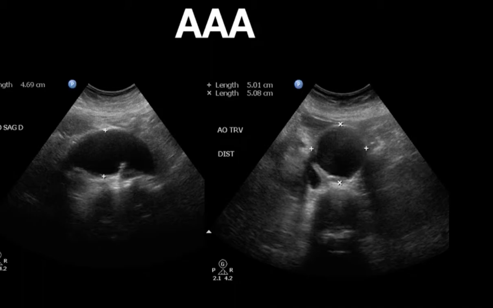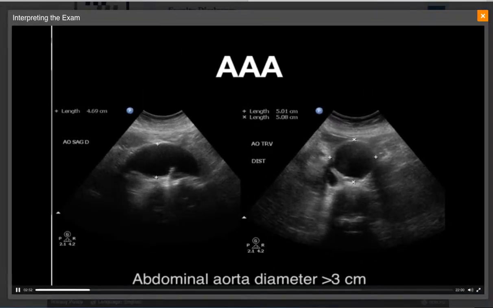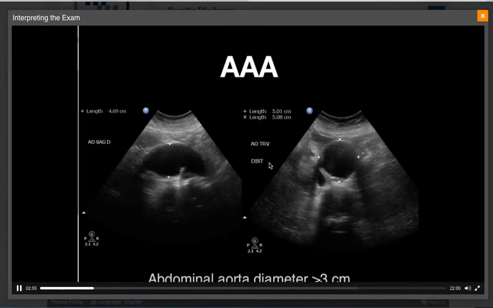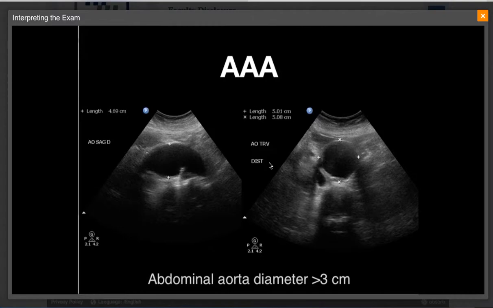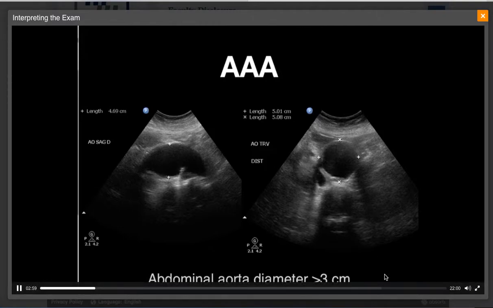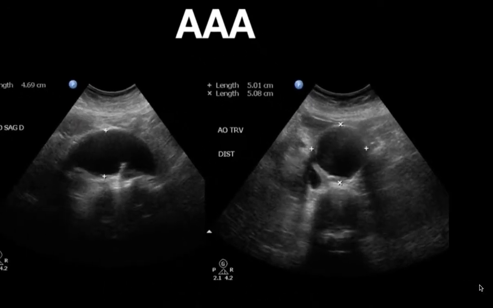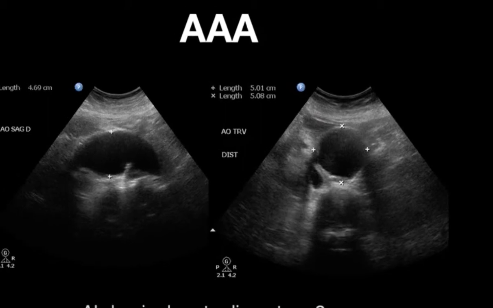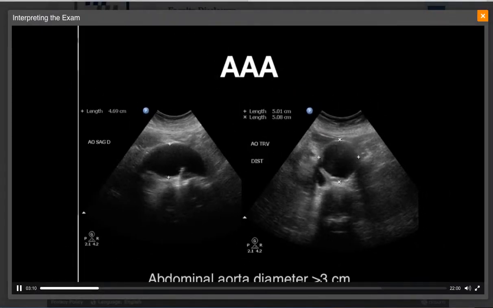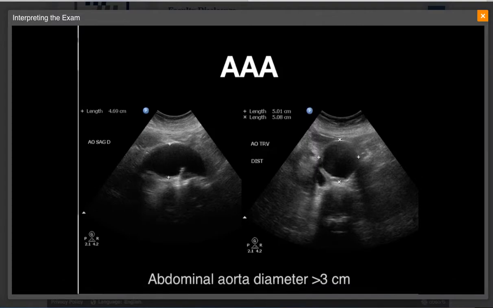Other criteria used for making the diagnosis of a AAA include an increase in the aortic diameter to 1.5 times the normal expected diameter and a ratio of the infrarenal to suprarenal aortic diameter of 1.2 or greater. In this module, we will be using a diameter of greater than 3 centimeters as the criteria for making a diagnosis of a AAA. Please note that color flow Doppler is not required to make the diagnosis of a AAA.